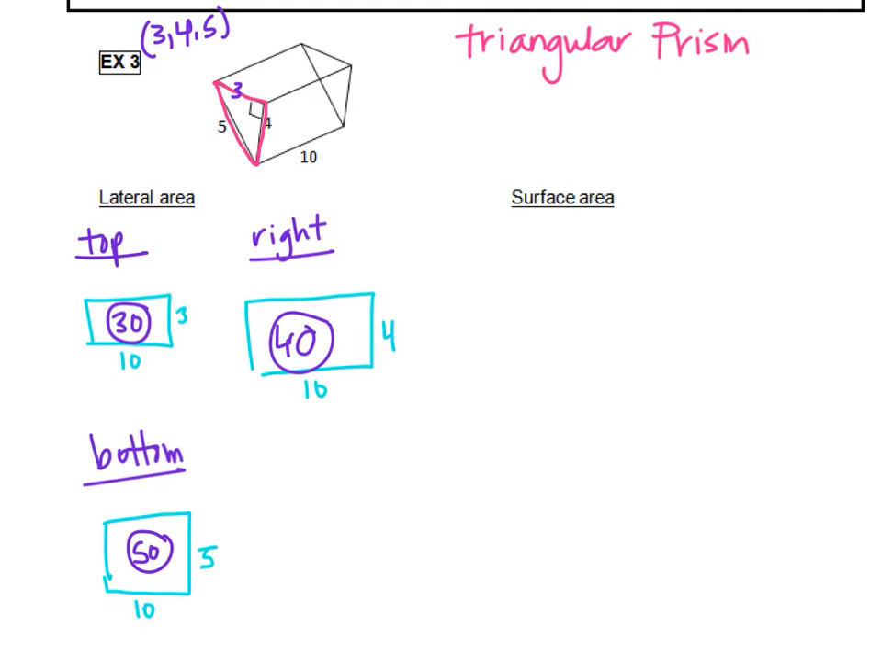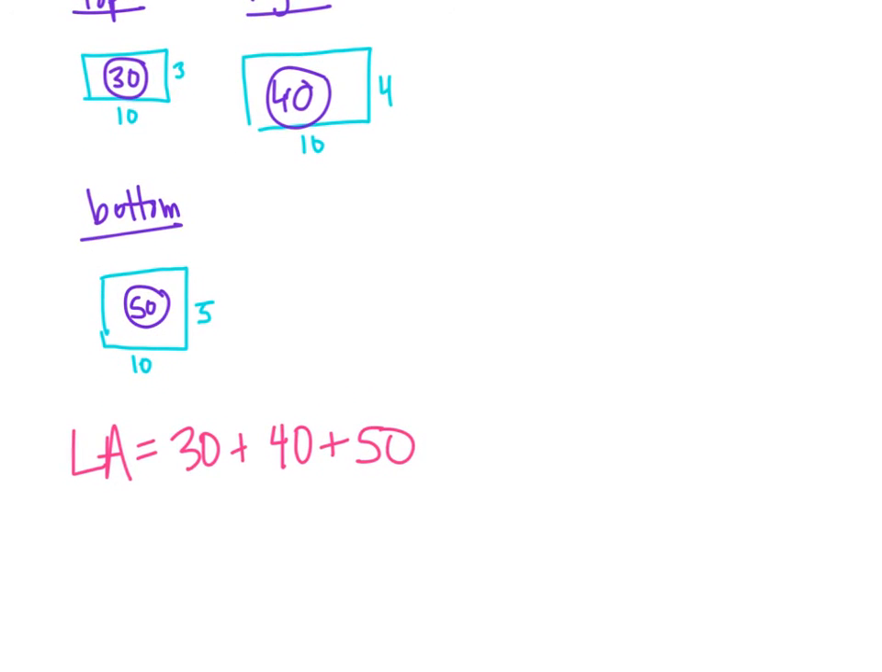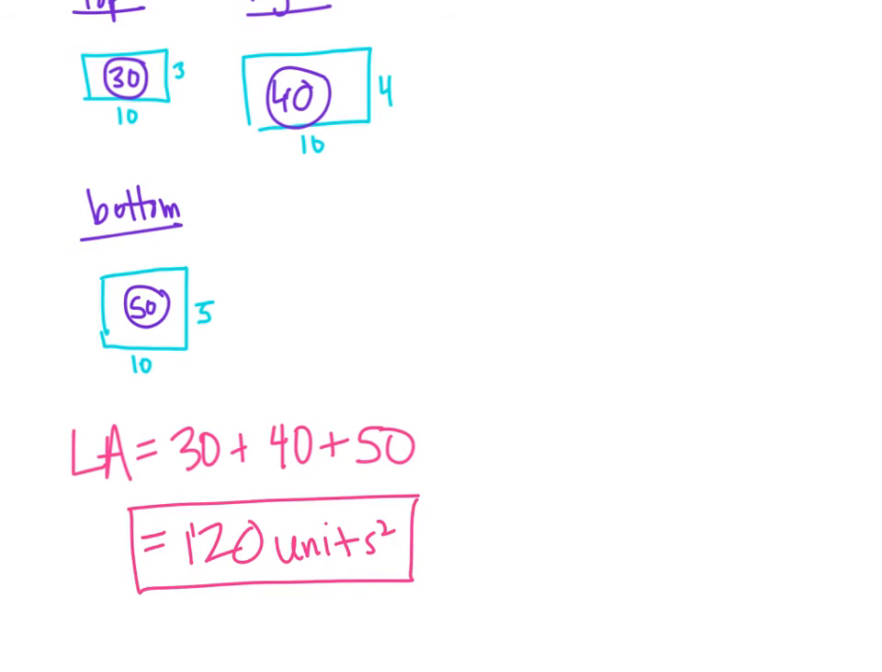So remember, lateral area is just the sum of all the areas of the lateral faces. So lateral area is going to equal 30 plus 40 plus 50. 30 plus 40 is 70. 70 plus 50 is 120 units squared. So that's our lateral area.